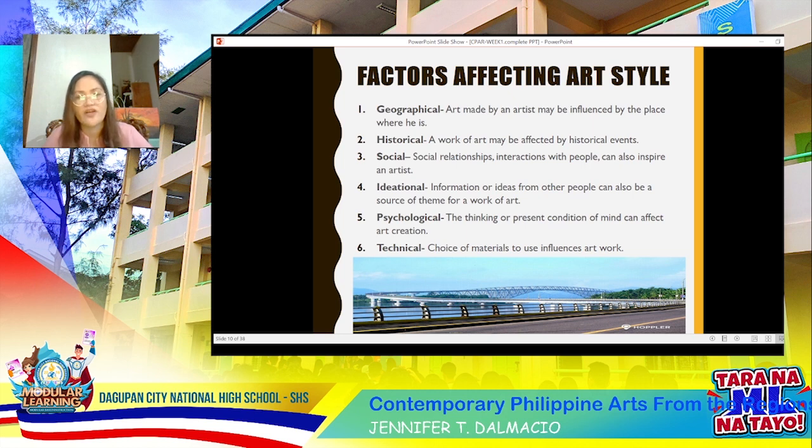Historical is when a work of art may be affected by historical events. Example of this is another work of Juan Luna, Spoliarium, which is a painting exposing the Filipino oppression by the Spaniards. We also have the social, when social relationships and interactions with people can also inspire an artist.